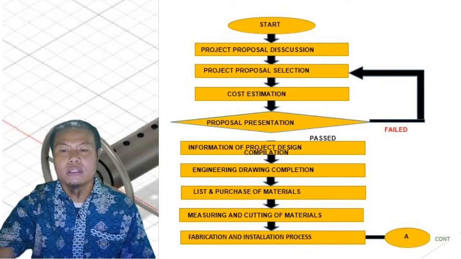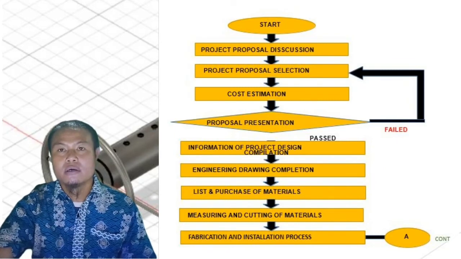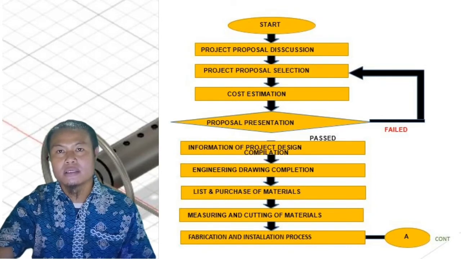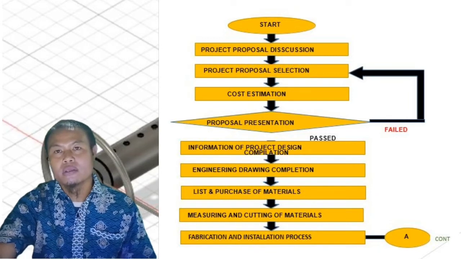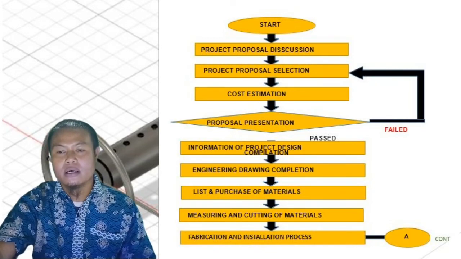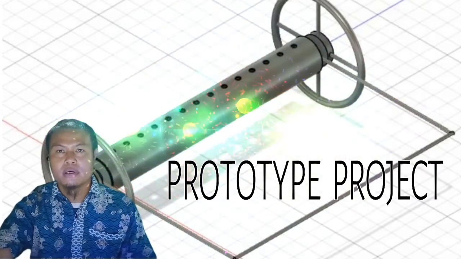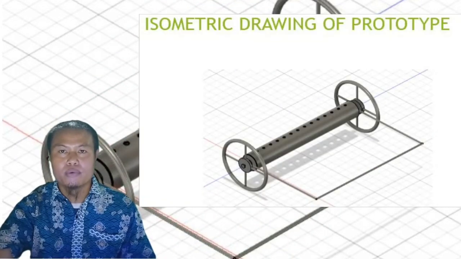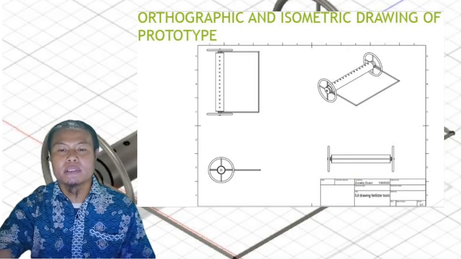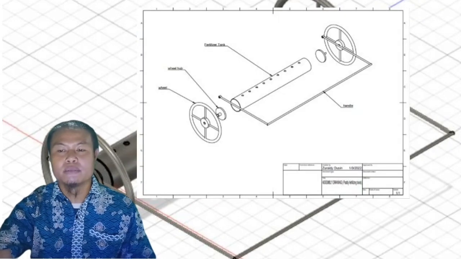From the start: project proposal and project selection, cost estimate, proposal presentation. So we have a discussion and meet the supervisor, and then select the chapter or title to process the project. If the title fails, we go back to the project proposal selection process. Prototype project. This is a prototype project. Okay, we have an isometric drawing of the prototype, photographic, isometric drawing, and then photographic and isometric drawing of the well.